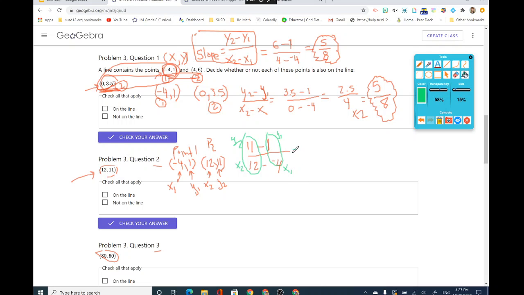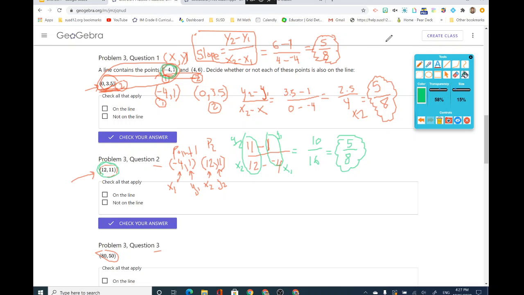Okay, what's the solution here? What is it? 11 minus 1 is 10. 12 minus -4, that is the same. So 12 subtracting a -4 is the same as 12 plus 4. That's 16. We need to reduce the fraction. I'll just divide each number by half. So 10 divided by 2 is 5. 16 divided by 2 is 8. Oh my gosh, look at that. It's the same slope. So if I use this point and one of the points on the line, I get the same slope as the original line.